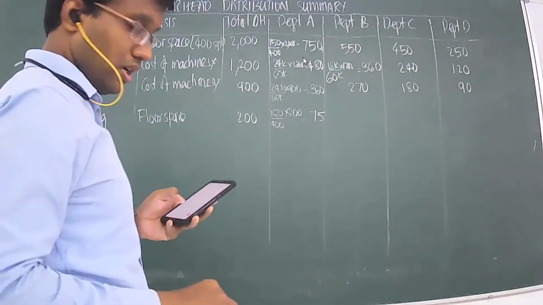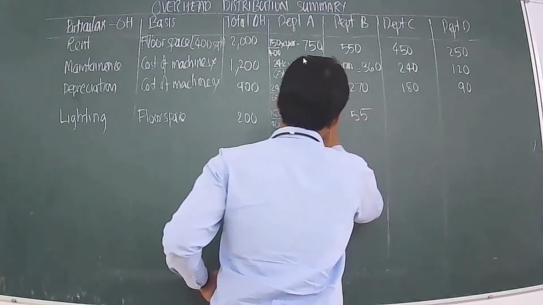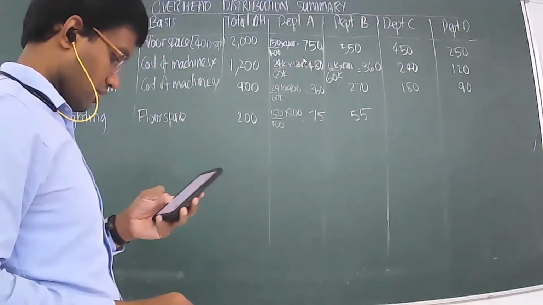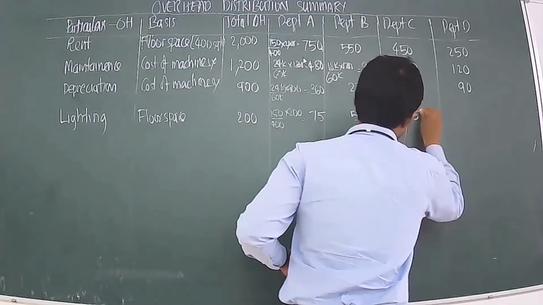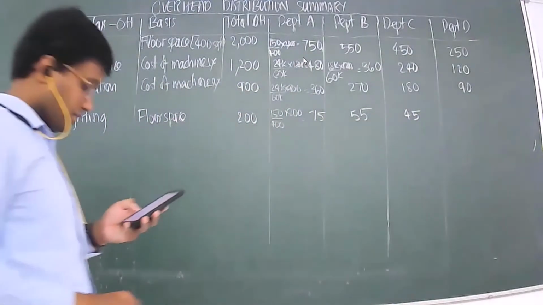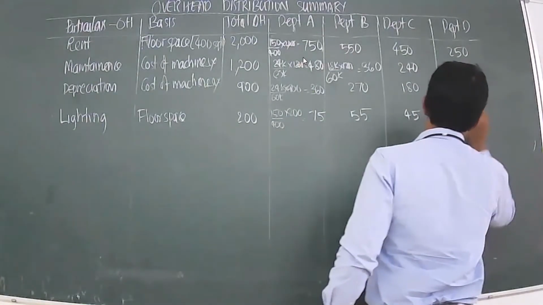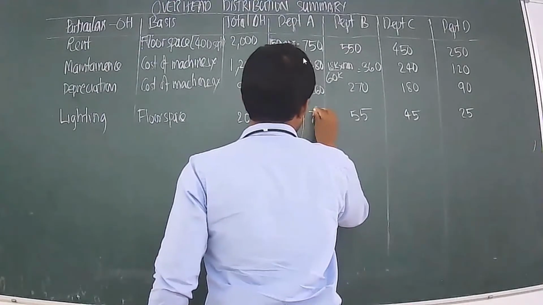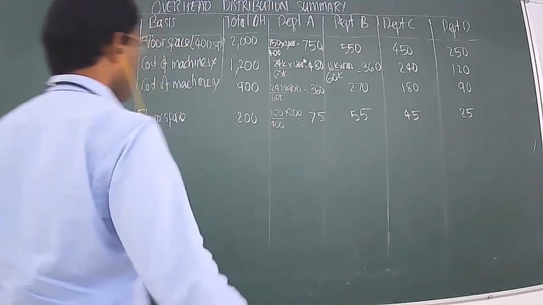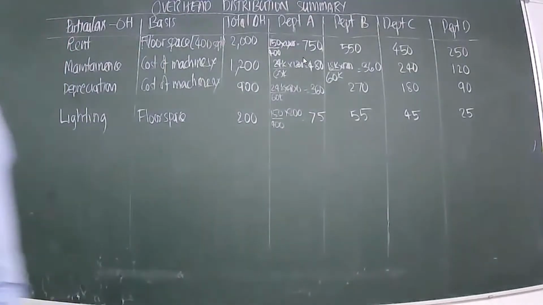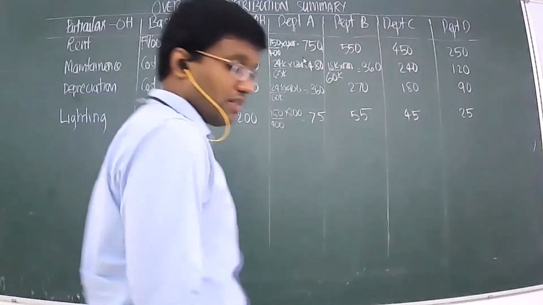Next one is 55. This will be 45. And finally, for the last one, this will be 25. So 75, 55, 45, and 25. This is how we have gone about apportioning the cost.